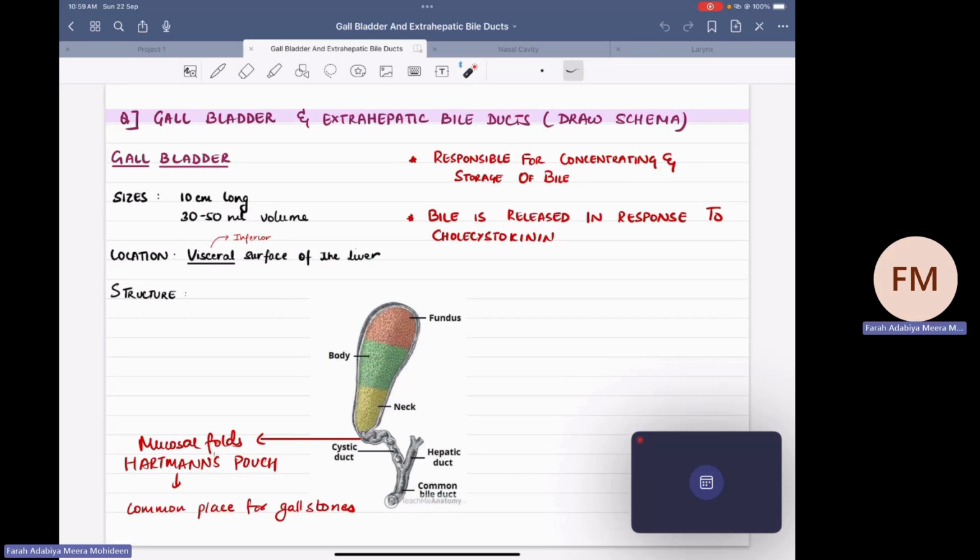Now, in structure, it's a very simple structure. The gallbladder has a fundus, the body, and a neck, which is connected to the cystic duct, which goes into your common bile duct after joining the hepatic duct. There are mucosal folds near the cystic duct toward the end of the neck. This is called Hartmann's pouch, and this is a very common place for gallstones to accumulate.